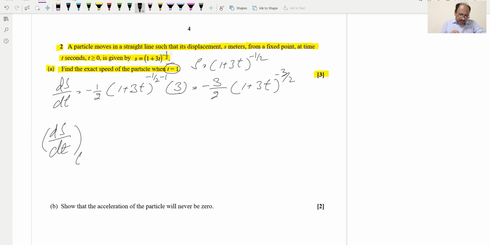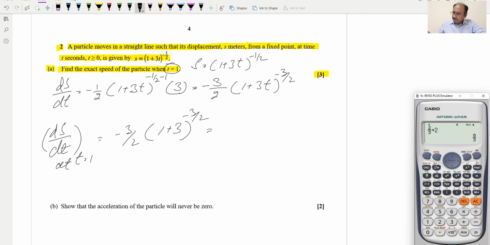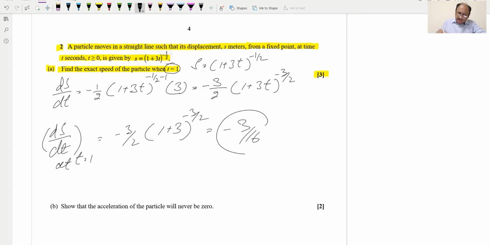At t equal to 1, this will be equal to minus 3/2 into (1 plus 3) raised to the power minus 3/2. We have replaced t by 1, and we can simplify: minus 3/2 in brackets, it will be 4, raised to the power minus 3/2, and this results in minus 3/16. Minus 3/16 will be our final answer for this question, which has 3 marks. This was part a which we have done.